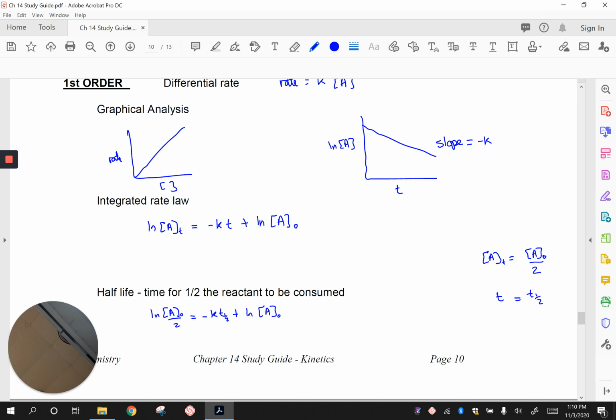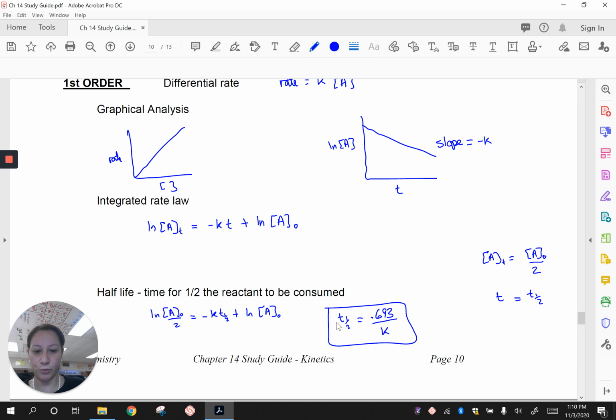And if you do some math to solve for T1 half, you'll get that T1 half is natural log of 2, or natural log of 1 half, which is 0.693, and then over k. That's the equation that you will need to use on the AP exam.